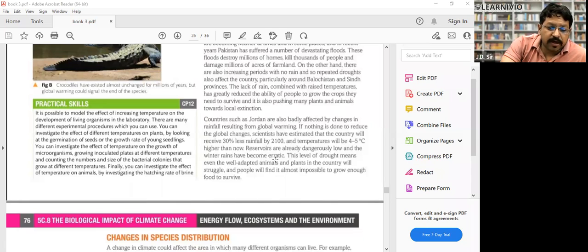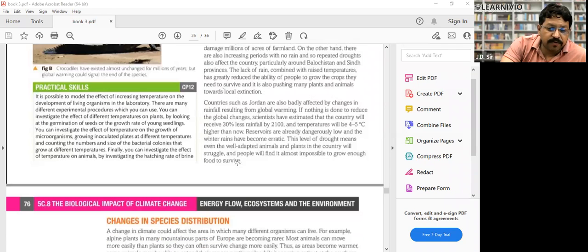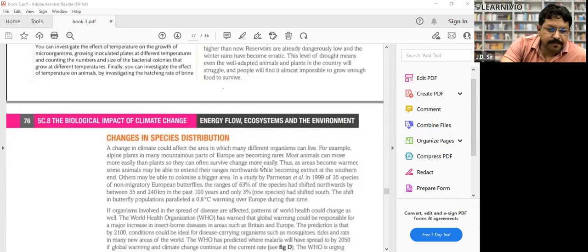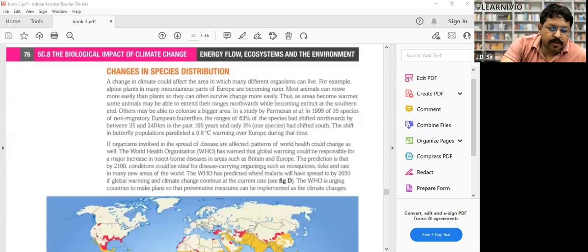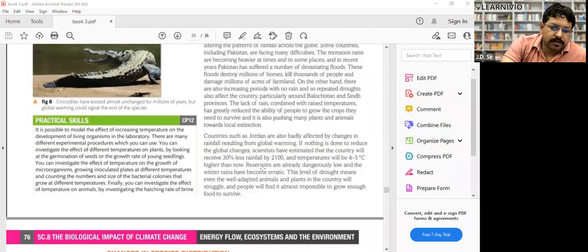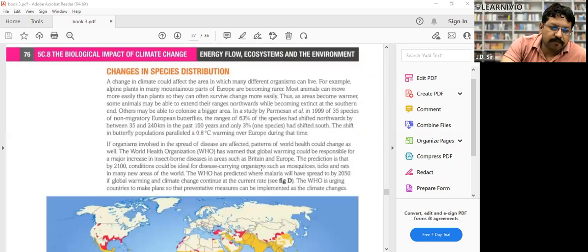Reservoirs are already dangerously low. The winter rains have become erratic. This level of drought means even the well-adapted animals and plants of the country will struggle. The people will find it almost impossible to grow enough food, right? So that's what is expected due to the effect on rainfall.